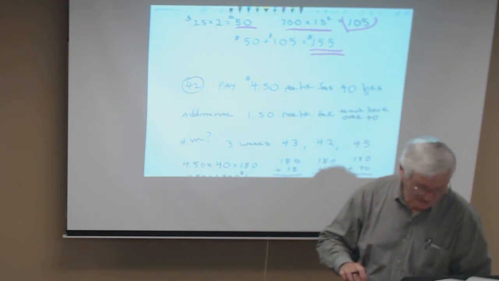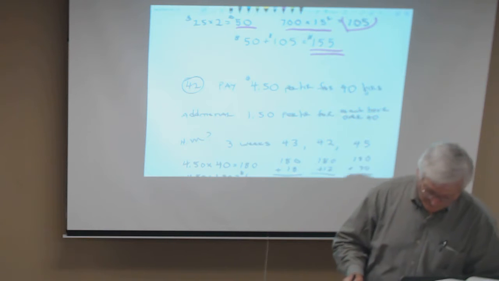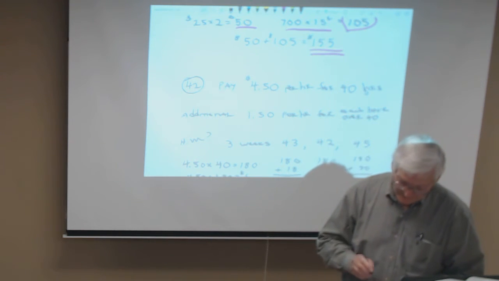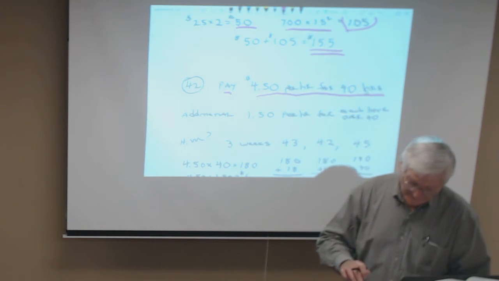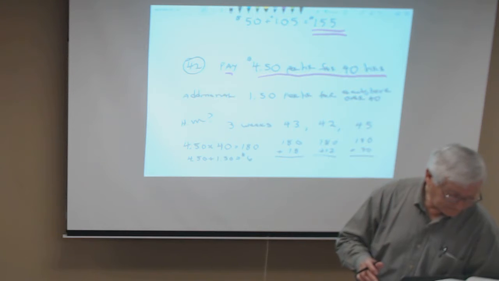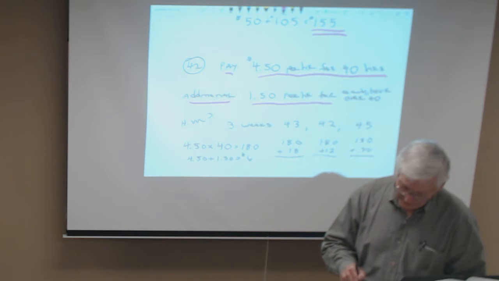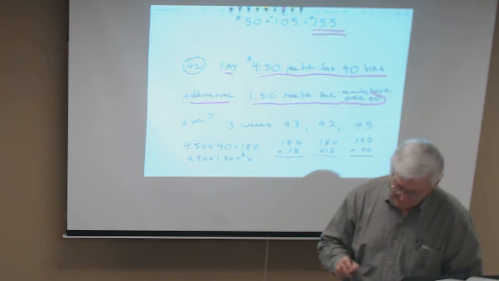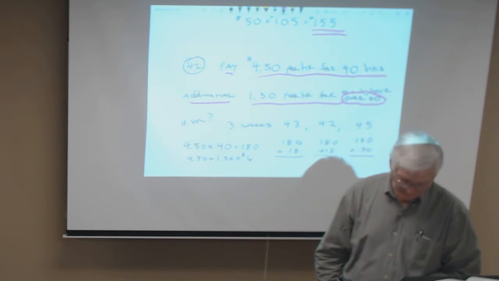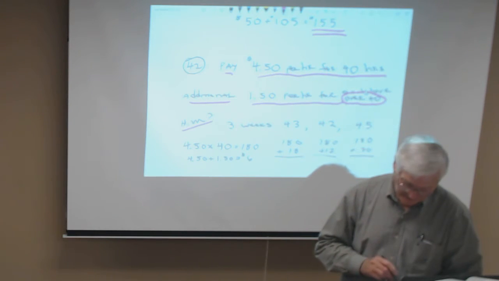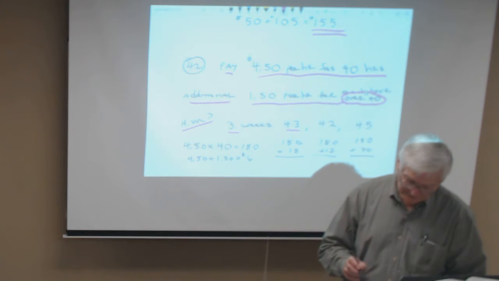Problem number 42. A worker is paid $4.50 per hour. So this is his pay, $4.50 per hour for 40 hours a week. And it also says he's paid an additional $1.50 per hour for everything over 40. You follow that? So how much is his paycheck for 3 weeks? He worked 43 hours the first week, 42 hours the second week, and 45 hours the third week.